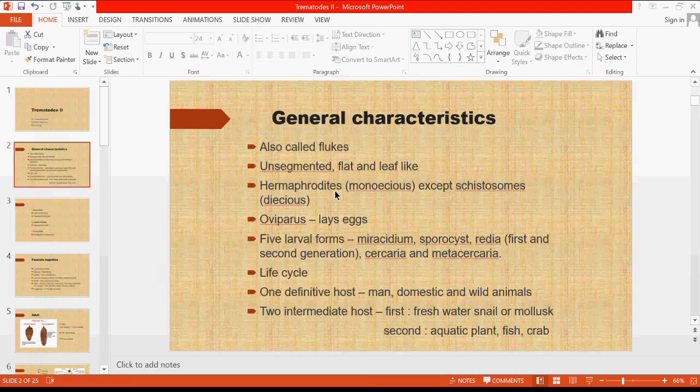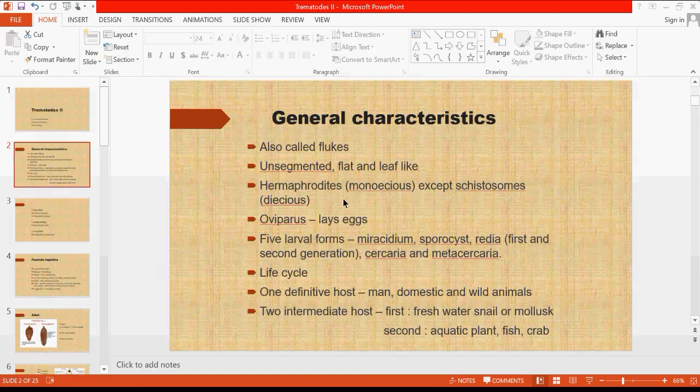Then their body is unsegmented. As you can see, the cestodes and nematodes are segmented, or continuous like this. Here is an unsegmented body, flat and leaf-like. That is the special characteristic. When you see the worms, they are not the typical worm-like elongated shape. They have the flat and leaf-like shape of the adults.